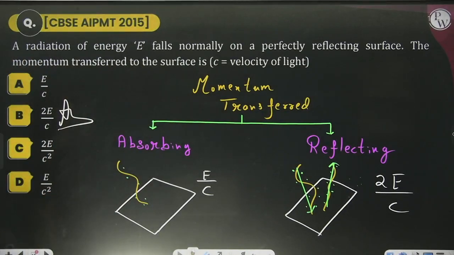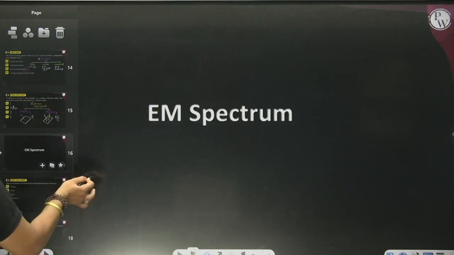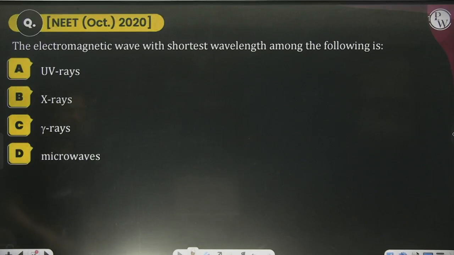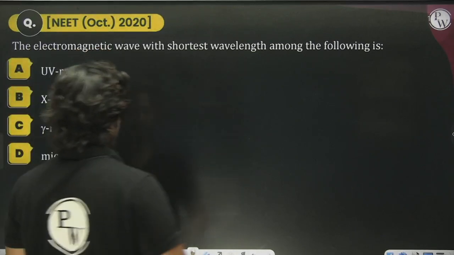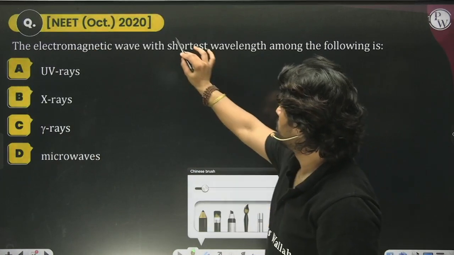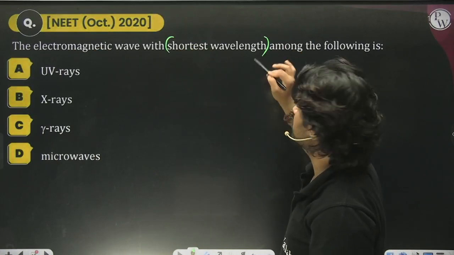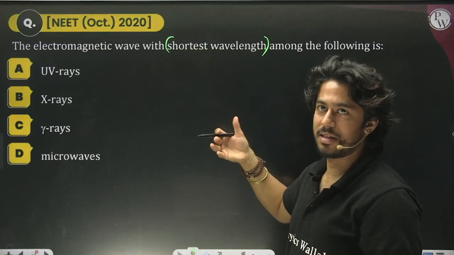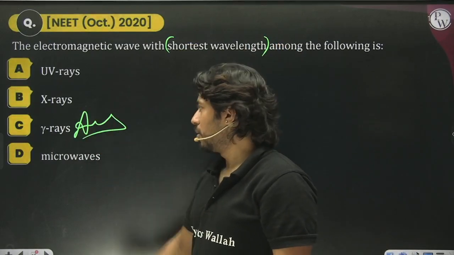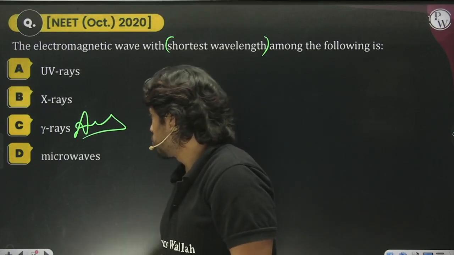Remember this discussion, okay? The momentum transferred in case of an absorbing surface and the momentum transferred in case of a reflecting surface. Okay. So now let's discuss the EM spectrum. The electromagnetic wave of shortest wavelength. Now remember, shortest wavelength is nothing but the highest frequency. So highest frequency corresponds to gamma rays.